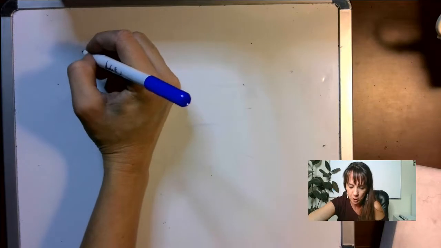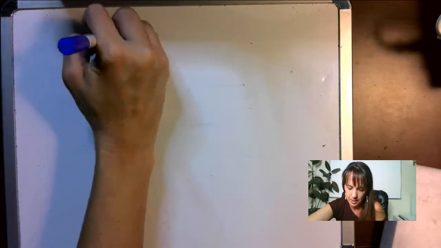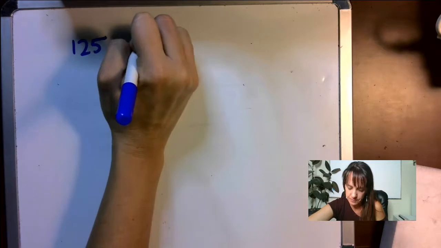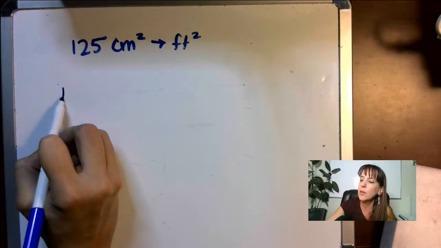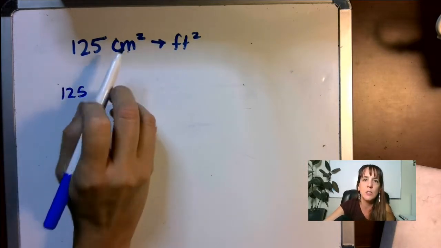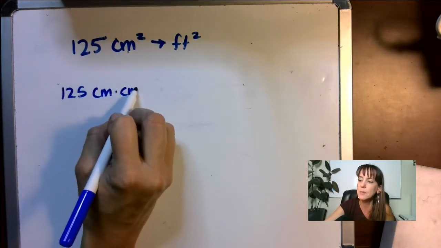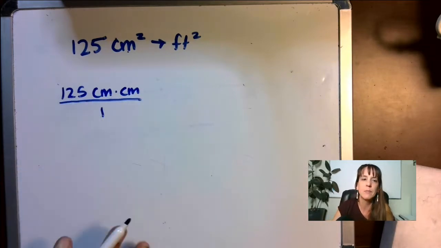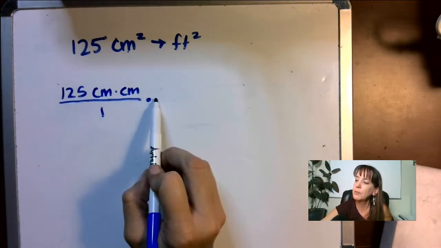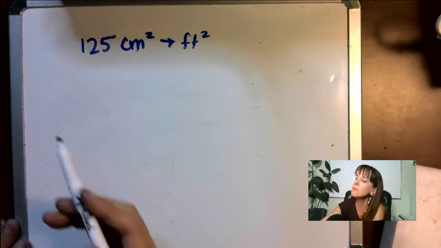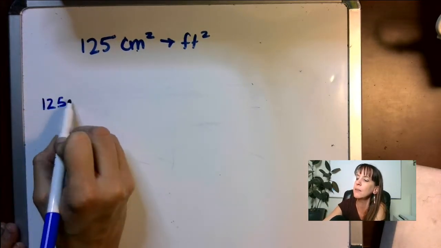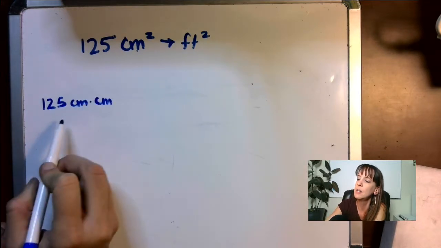So let's try another one. Use 4 unit multipliers to convert 125 square centimeters, so centimeters squared, to feet squared. All right, we start by doing 125 centimeters times centimeters over 1, okay? We're gonna use a bunch of ones. We're gonna do the same thing. We're gonna go from centimeters to inches and then from inches to feet, right? So, I'm not gonna have enough room. It's gonna be tricky. 125 centimeters times centimeters over 1.